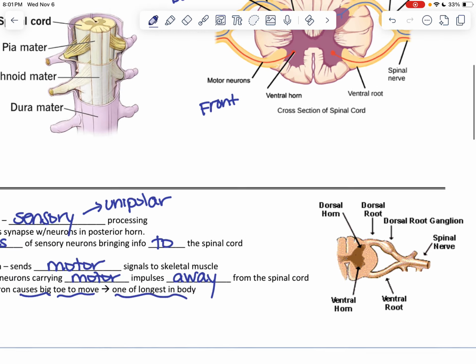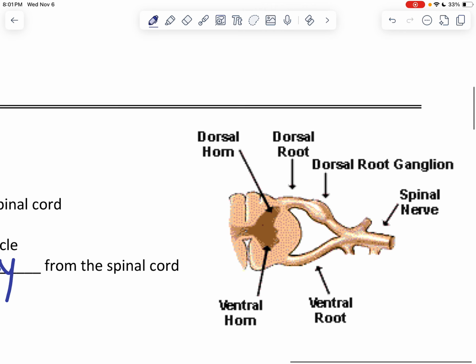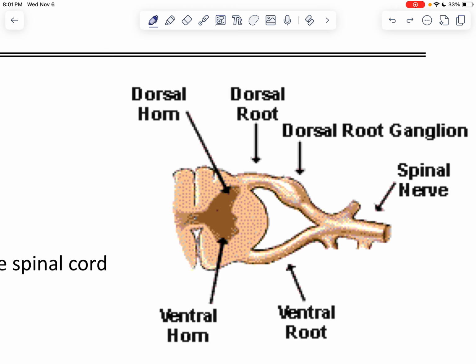So here is a very simplistic cross-section of a spinal cord region. Obviously, there's another side to this, right? This is just a half version, but it's showing you we have our spinal nerve coming in. The dorsal root ganglion is going to be that collection of the cell bodies bringing that sensory information in. The sensory root is going to be the connecting factor to the dorsal horn. Dorsal horn is just going to be where it's synapsing.